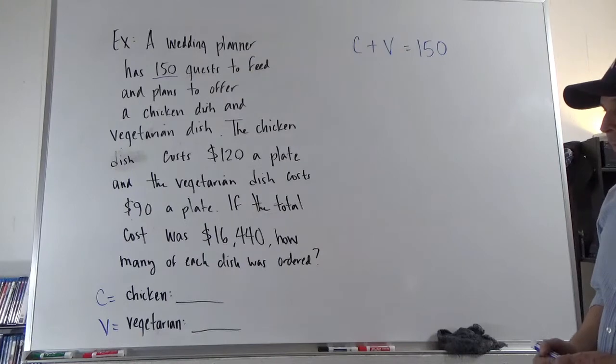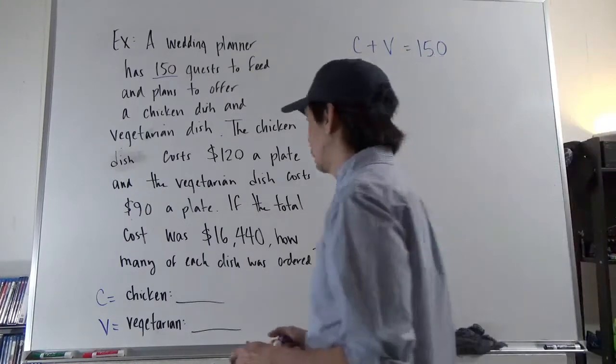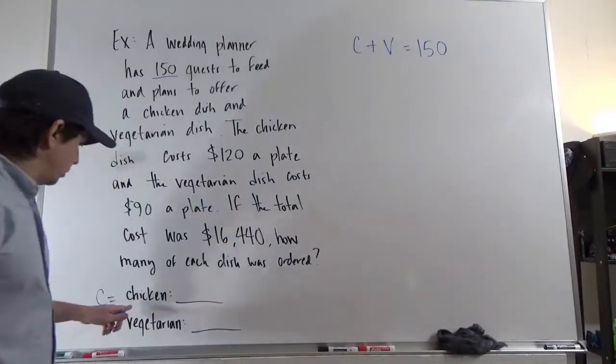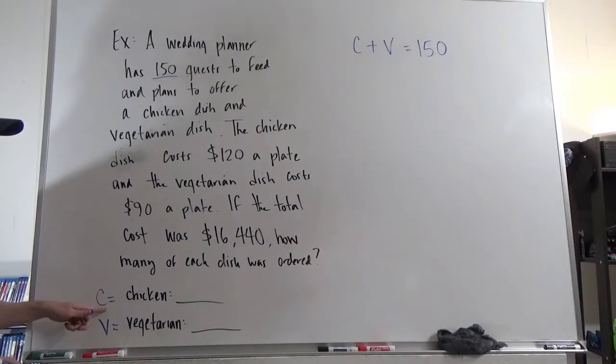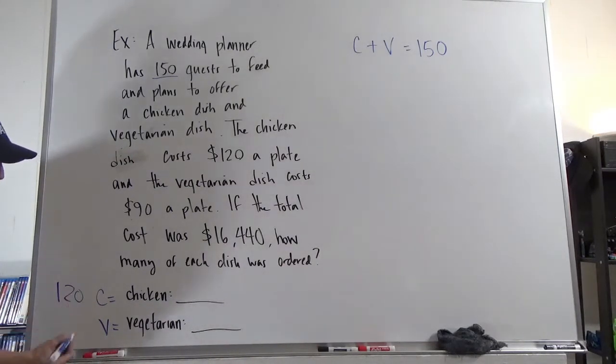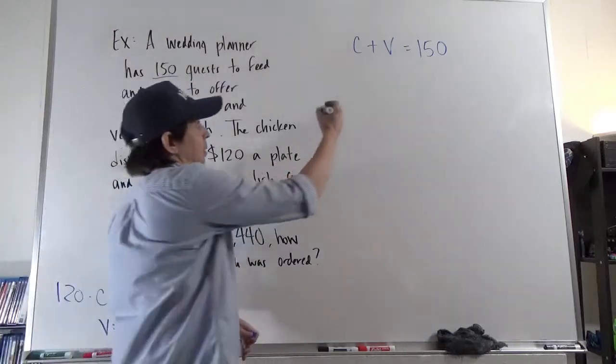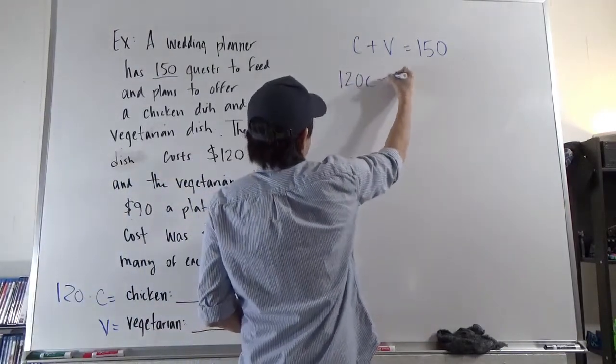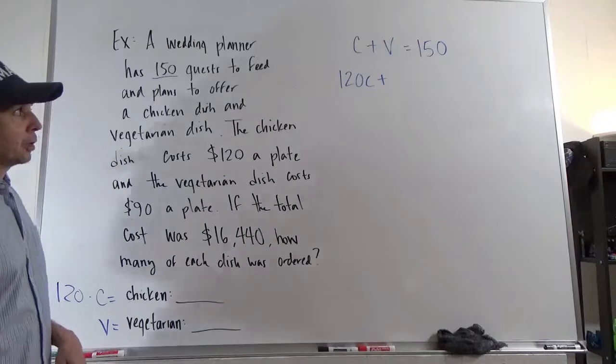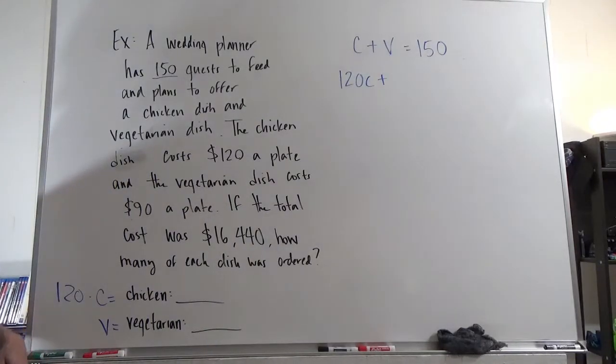Okay, next is the money. Now, you have C chicken people, and they're going to pay $120 each. And just like with the cab and the miles, that means the total cost of all the chicken plates is $120 per chicken plate times that, and that'll tell you the cost of all the chicken plates that you have. That's not the total cost of the wedding, that's just the chicken plates, but all of them together. $120 per chicken plate times C, an unknown number of chicken plates.